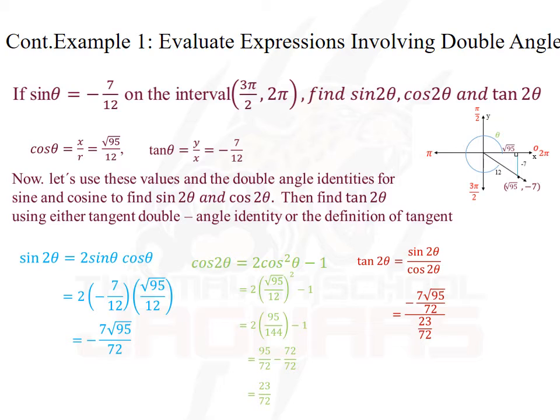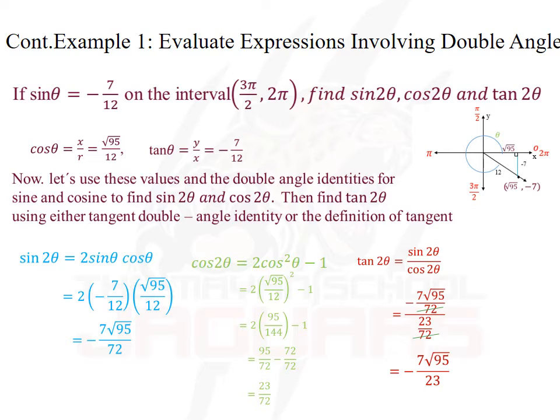In the next step, if you notice, this is a complex fraction. On top we have a fraction whose denominator is 72, and at the bottom is also a fraction that has denominator 72. We can cancel the denominators because they are the same, so we can get rid of them. If you want to use the Euro operation, you can do it, but here we're going to cancel these values, and this becomes negative 7 square root 95 over 23, and this will be the answer for the tangent of 2 theta.